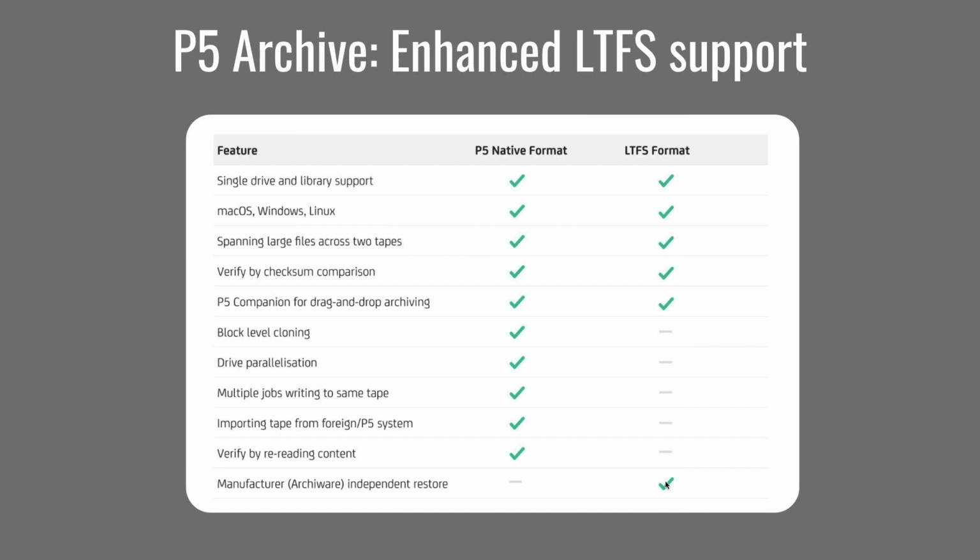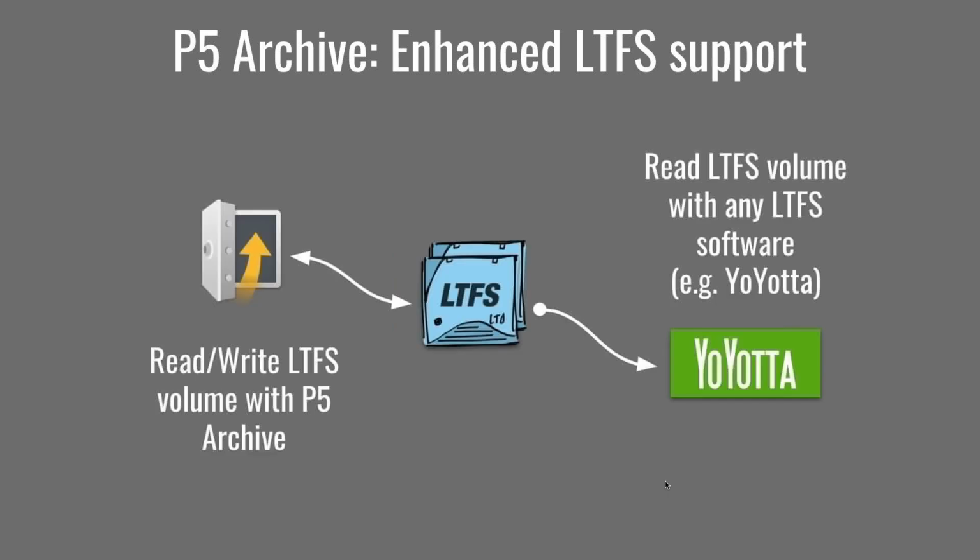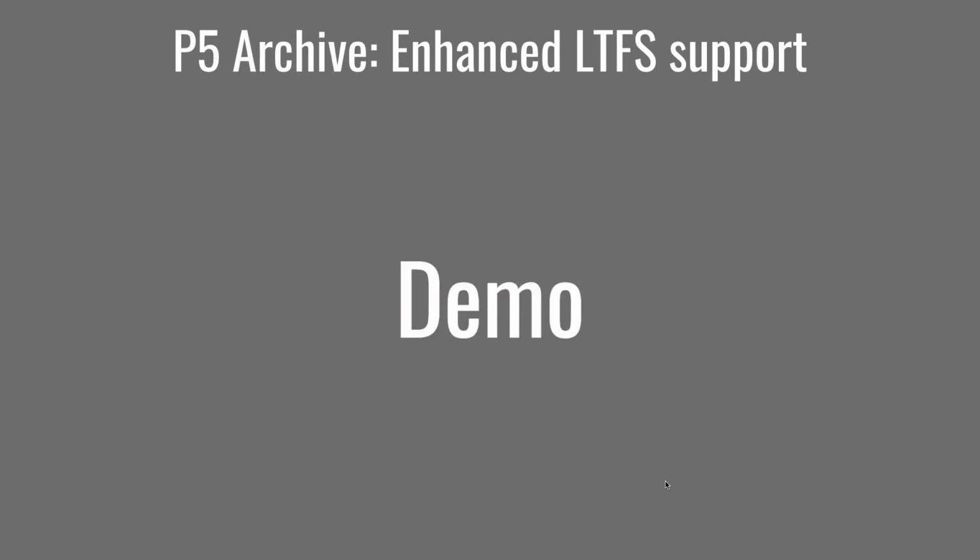You've got to use Archiware to access the native LTO format, but LTFS is entirely portable, as illustrated in this slide, where you can see on the left-hand side we've got the P5 archive product, which is the one with the orange arrow. That can read and write to your LTFS tapes and index everything, but any one of those tapes can be read by a third-party piece of software. For example, Yoyota, which we're going to use in our demo in a minute to show you how we can read a P5 archive LTFS tape with a third-party piece of software. So that's the workflow, and this is the demo.